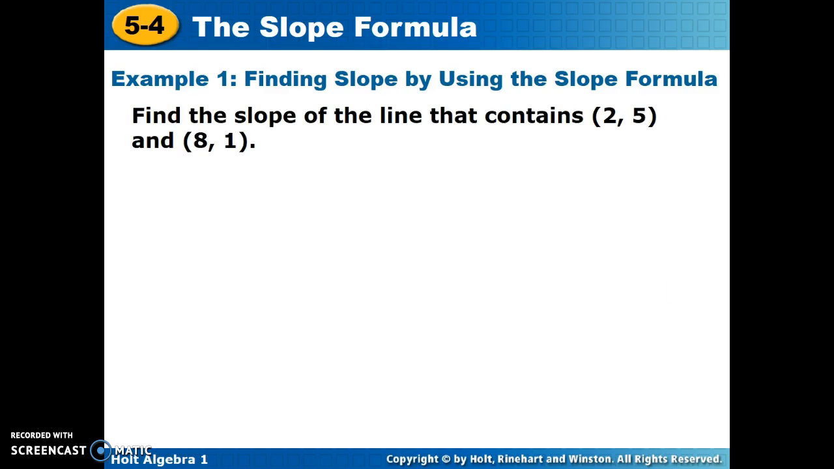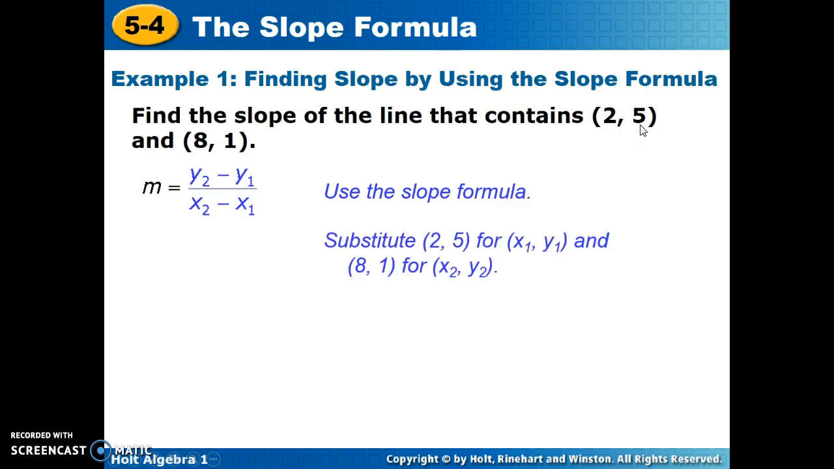So in this case, find the slope of a line that contains 2, 5, and 8, 1. So now we know just two points on the graph, and we don't actually have to graph it anymore. We can just use these two points to find the slope. So we know that our slope formula is y2 minus y1 over x2 minus x1. So going through here, again, this is my first point, this is my second point. So I'll find the y of my second point, that would be 1, minus y of my first point, that would be 5. So 1 minus 5.